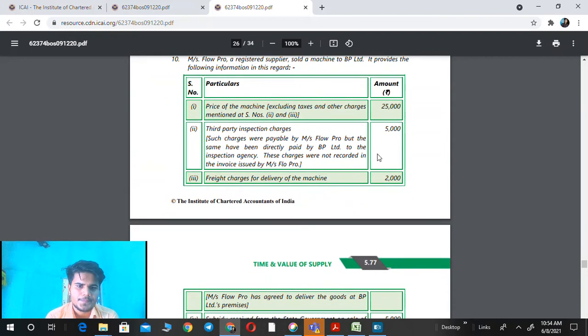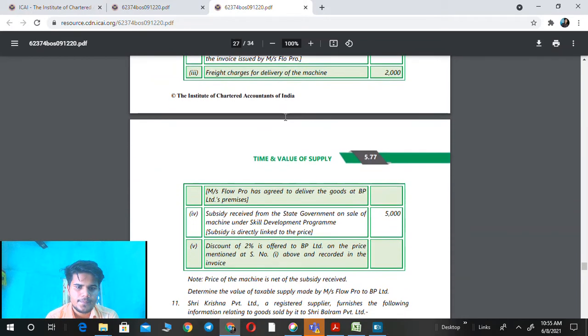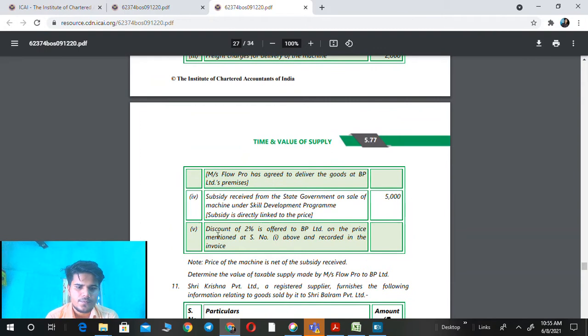So, excluding taxes and other charges mentioned in serial numbers 2 and 3, but a discount of 2% offered to BP Limited on the price mentioned in serial number 1 above and recorded in the invoice. So it is already adjusted, I think.